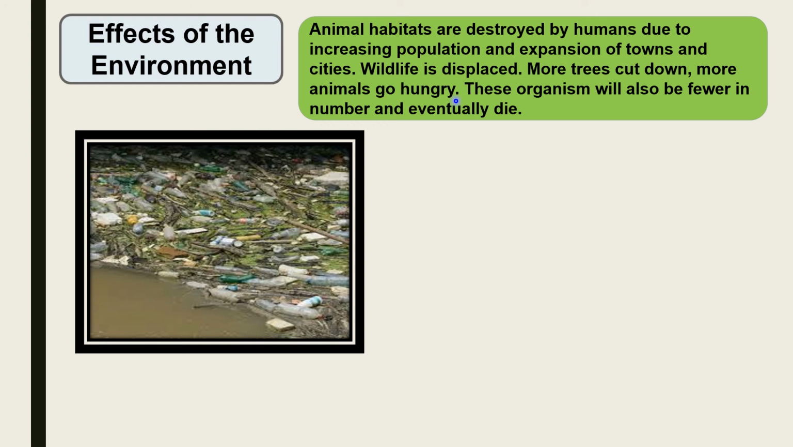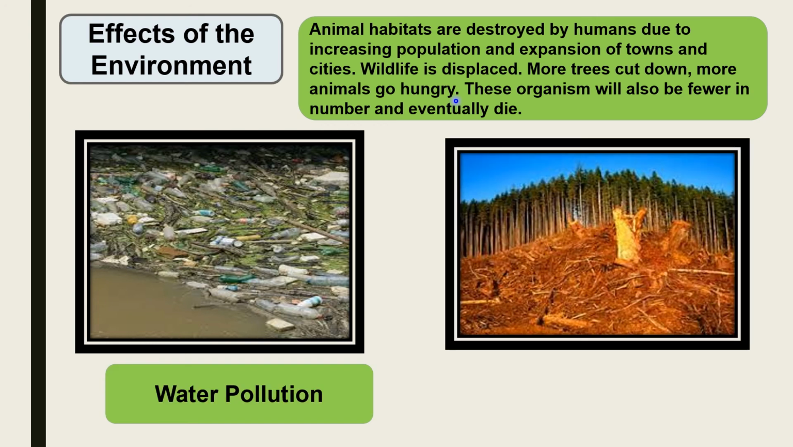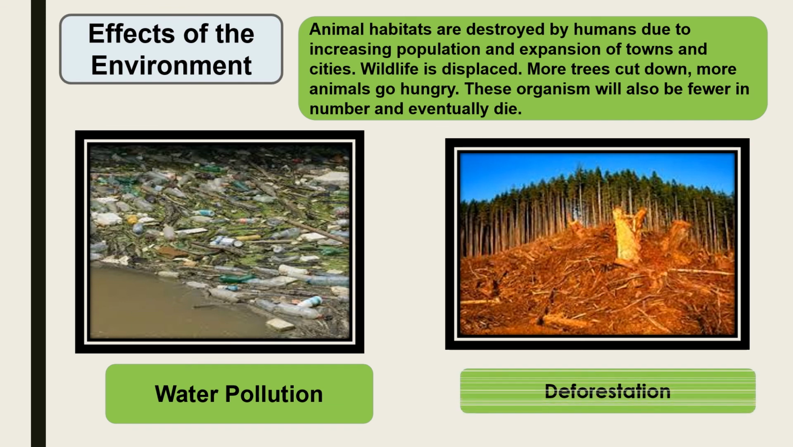And then lastly, these organisms will also be fewer in number. As you can see in our picture below, there is water pollution and deforestation. So these are the effects on the environment of this kind of relationship. So you can see that the real loss here is not only the human, but also the wildlife.